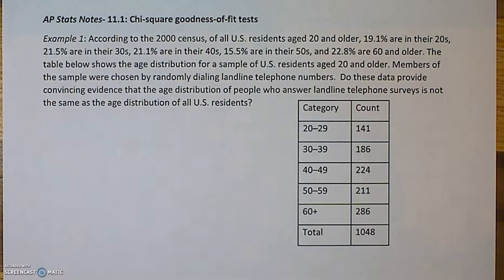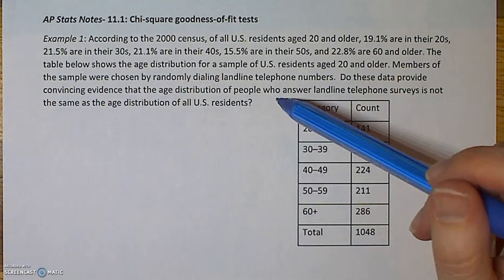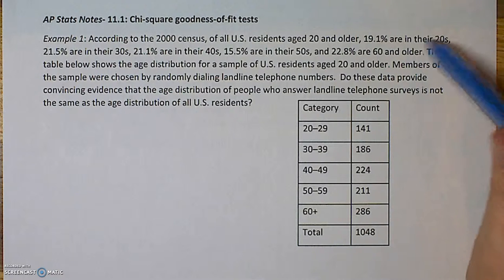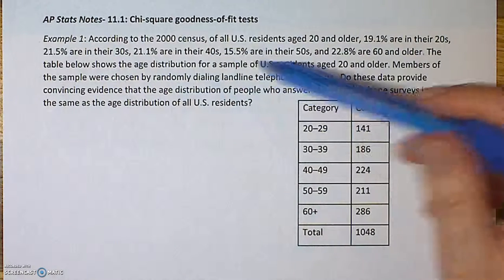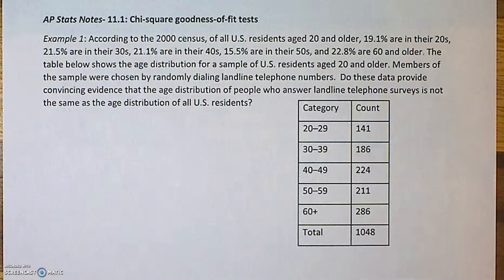In this example, we're looking at data from the 2000 census of all U.S. residents age 20 and older. 19.1% are in their 20s, 21.5% are in their 30s, 21.1% are in their 40s, and 15.5% are in their 50s, with 22.8% 60 and older. The table below shows you the age distribution for a sample of U.S. residents aged 20 and older. Members of the sample were chosen by randomly dialing landline telephone numbers. Remember, this is back from the year 2000, so not quite as strange.